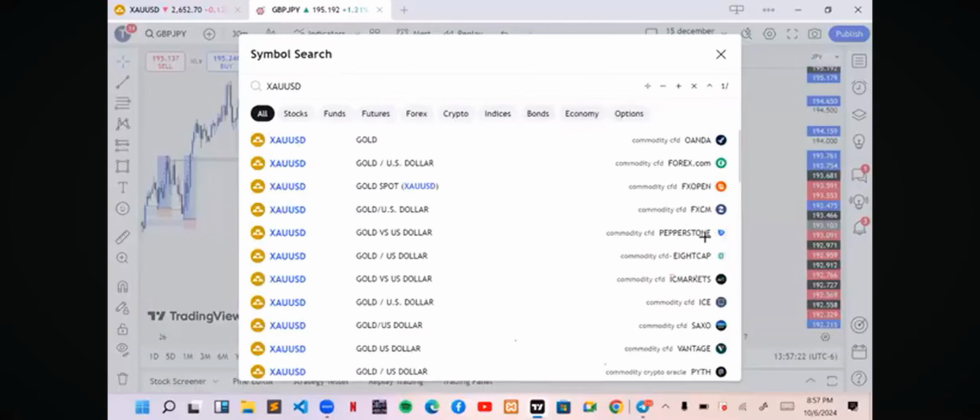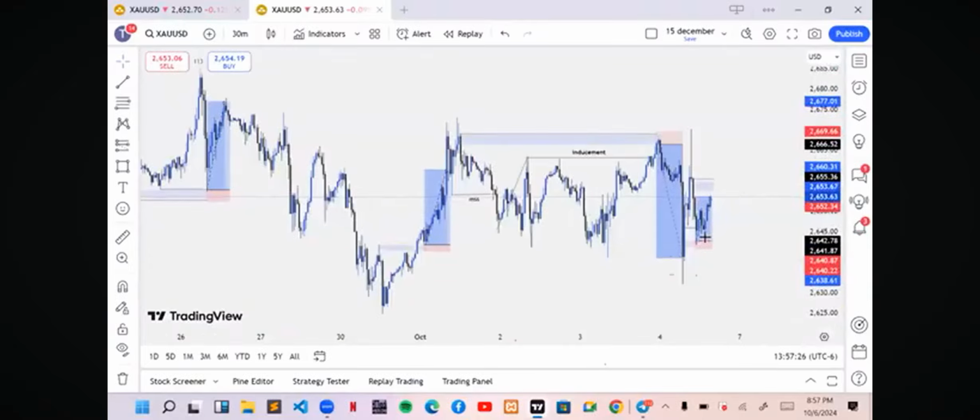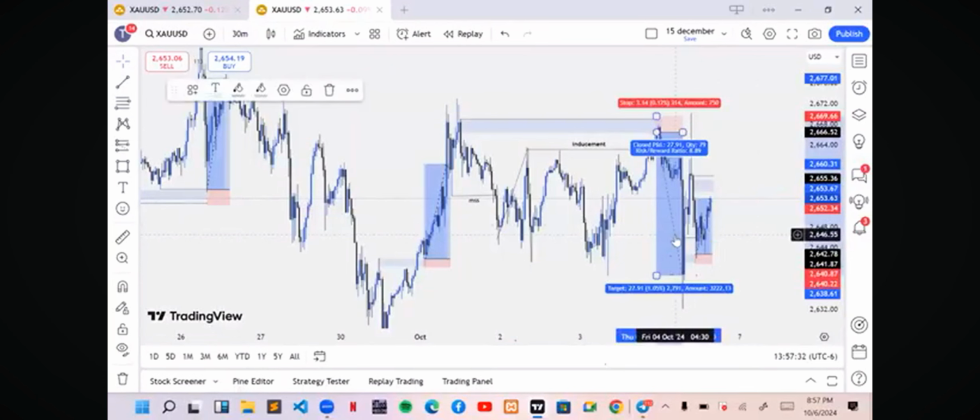This gold trade, for example, if you are risking $100, you would have made around $800. If you're risking $200, you would have made around $1,600. High risk reward ratio, precise entries. That is the beautiful thing about this particular strategy. So that is what I'm covering for this section.